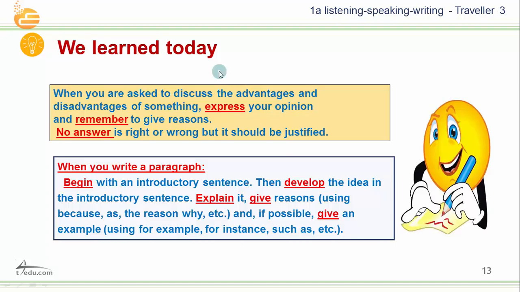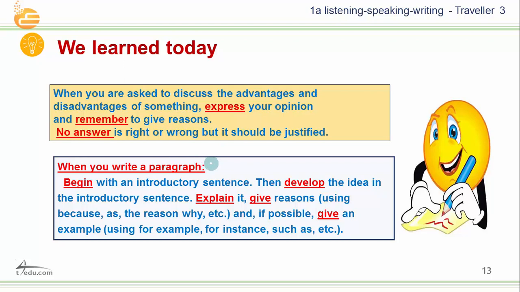So as we reach the end of the lesson today, let's remember what we learned today. When you're asked to discuss the advantages and disadvantages of something, express your opinion and remember to give reasons. No answer is right or wrong, but it should be justified. And if possible, you express your opinion and you give reasons and examples also.